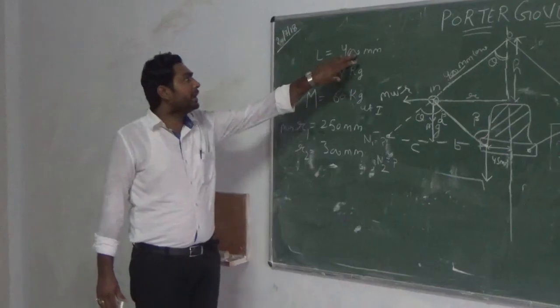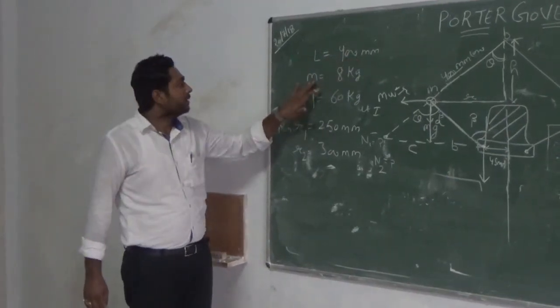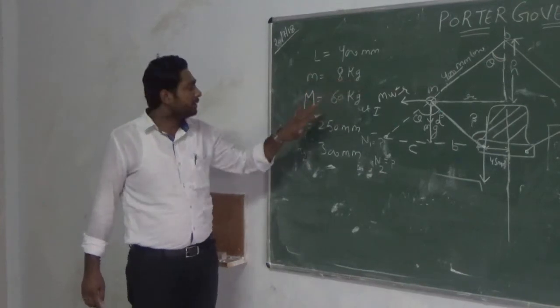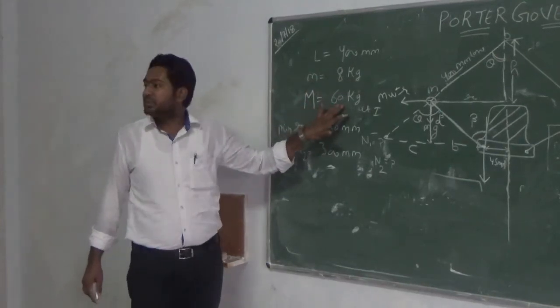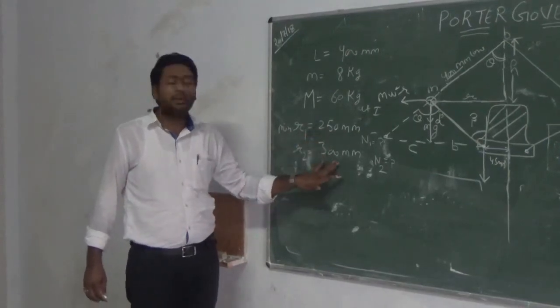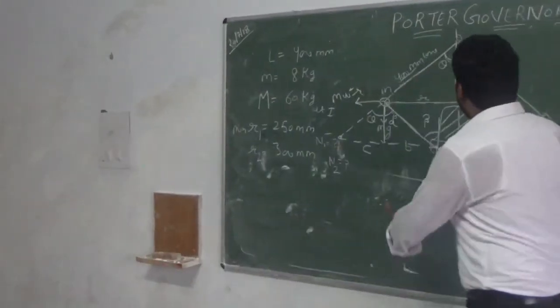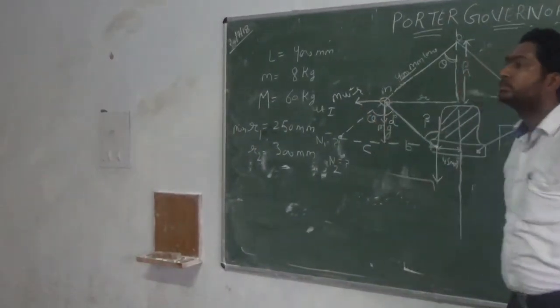Given in this numerical, the length of each link is equal. Small m is 8 kg, capital M is 60 kg, and the extreme radii at minimum speed and at maximum speed are given. When is the speed minimum?